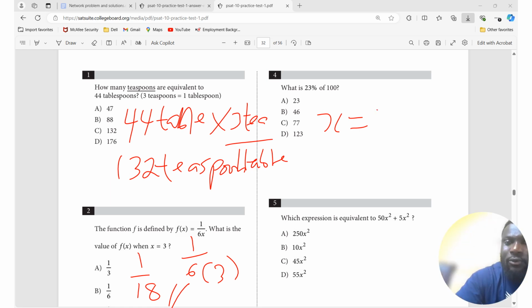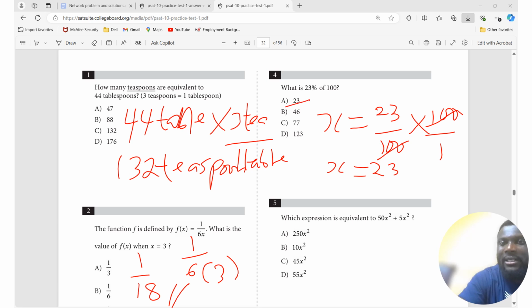And then we will say 23. Now 23% means 23 all over 100. Percent means over 100, and then of means multiplication, and then 100. So what do you do here? This can cancel this, and when you cancel out, your x is equal to 23. So that is the answer.